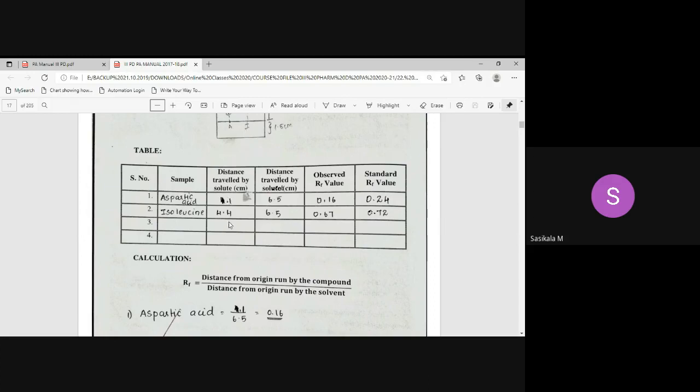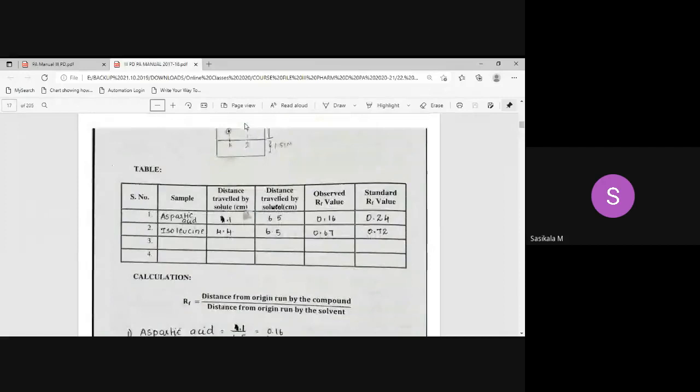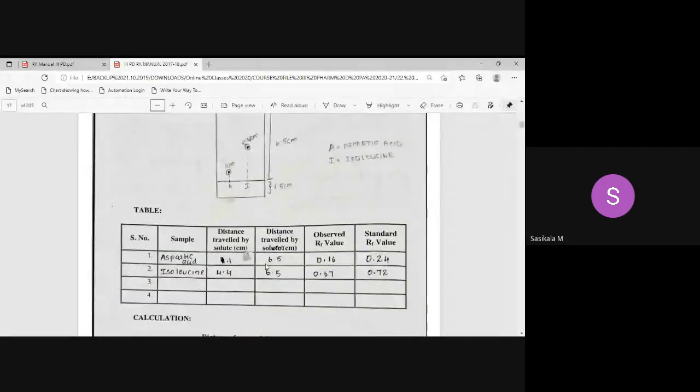The first column can be changed for two samples. Aspartic acid will appear near the baseline, whereas isoleucine will move far, near the solvent front, it will always give that. So you can increase or decrease this reading. The solvent front reading, this second column reading, is kept the same.